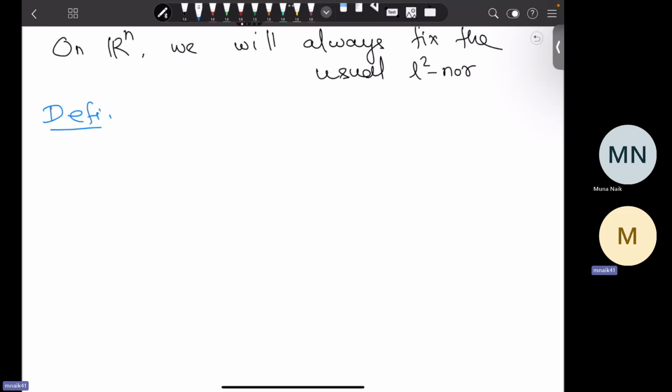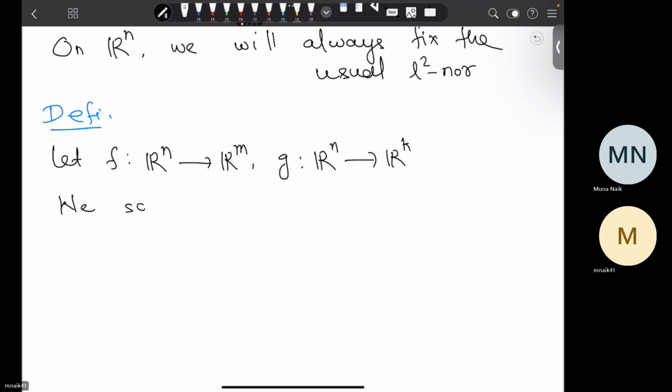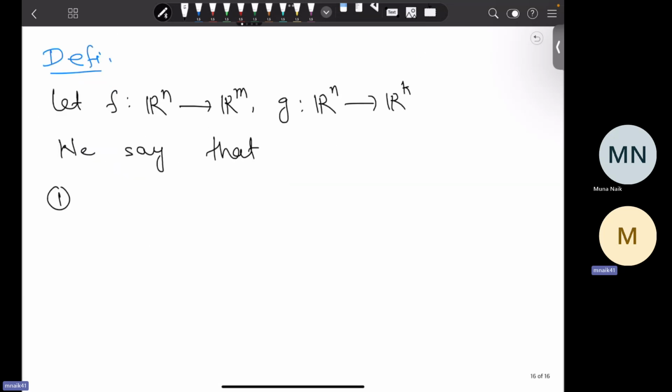Okay, so this is little o notation and big O notation. Let f be a function from Rn to Rm, and g a function from Rn to Rk, so m, n, k are different. First, we say that f(x) is little o of g(x) as x tends to a.